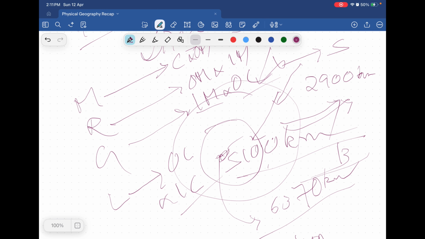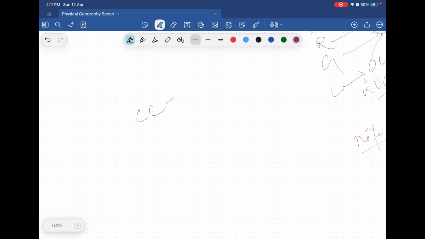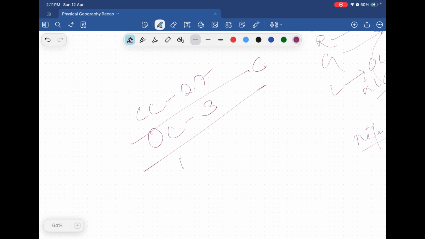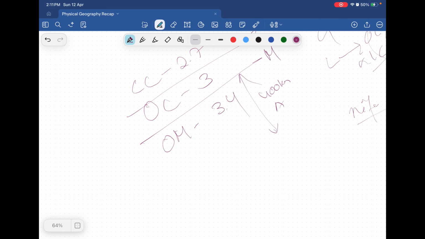To summarize all of this, the continental crust is 2.7, the oceanic crust is 3. Between them lies the Conrad discontinuity. Then the mantle is 3.4. This is the outer mantle, it extends 400 kilometers, we call it the asthenosphere, and this discontinuity is called Moho's discontinuity.